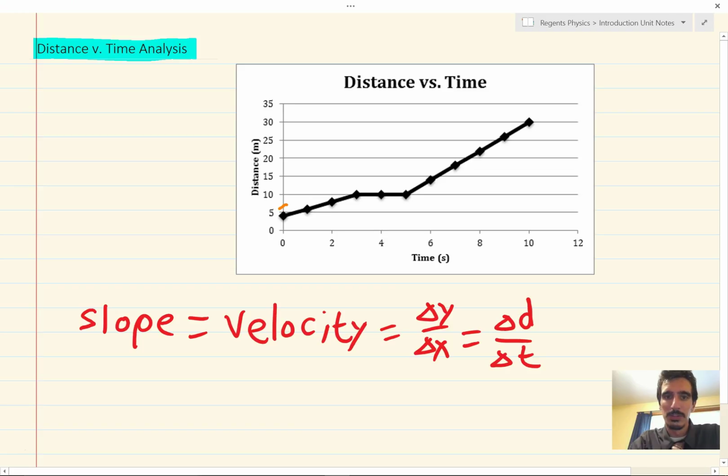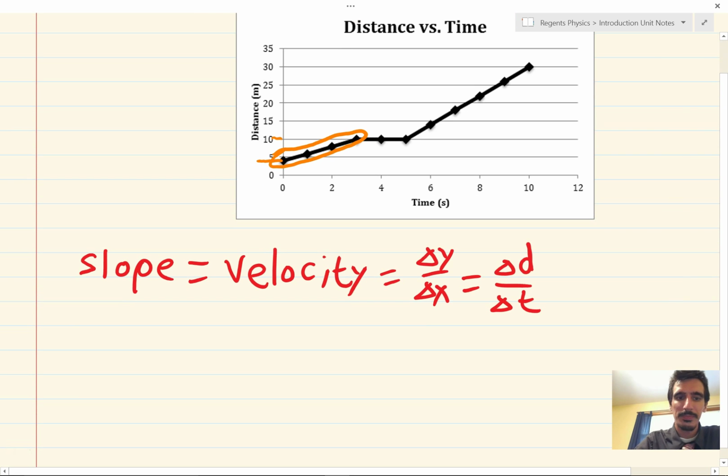So let's look at the first set. We're going from 0 seconds over to 3 seconds. If we look at our distances, it starts at 4 right here and goes up to 10. So change in distance over change in time. So V equals delta D over delta T.